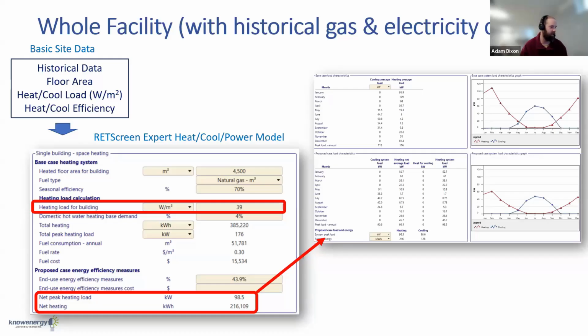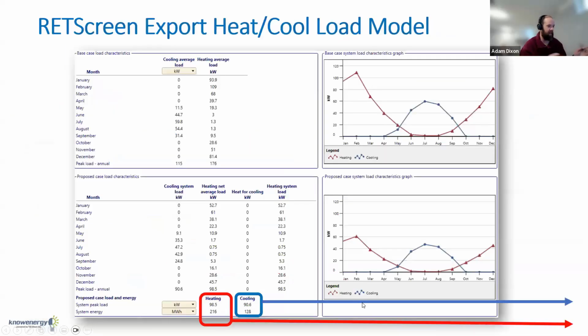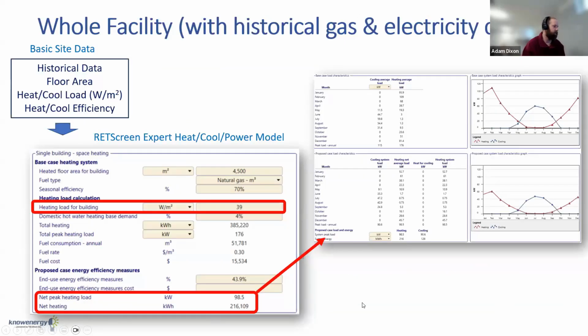The goal at the bottom here is this net peak heating load and net heating energy. So we want to come up with this 98.5 kilowatts and 216,000 kilowatt hours here. So how do we get there? We need to put in our heated floor area. So that's why I said it's your heated conditioned space.